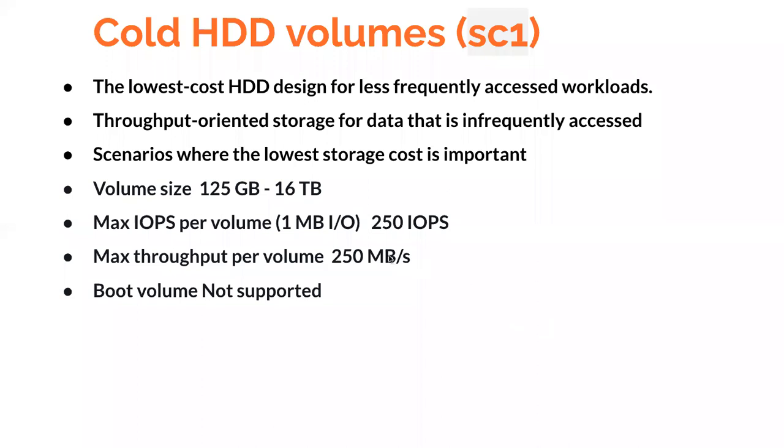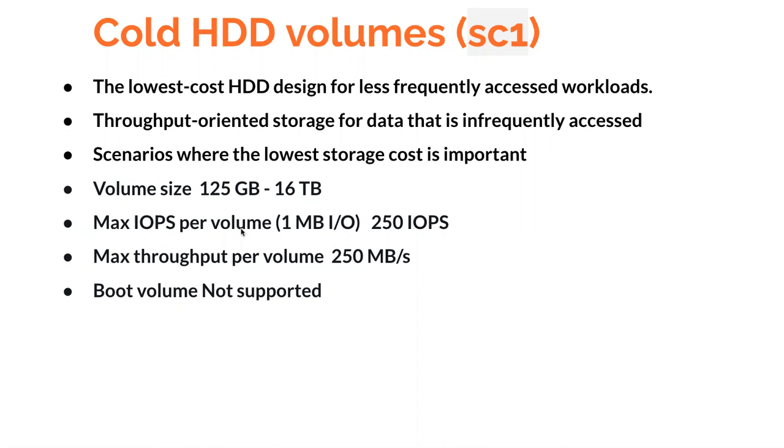The second type of HDD volume is called HDD volumes SC1. Short name is SC1. The lowest cost HDD designed for less frequently accessed workloads. When we require less frequently accessed data, and throughput oriented storage for data that is infrequently accessed. Scenarios where the lowest storage cost is important, and volume size is minimum 125 GB and up to 16 TB.